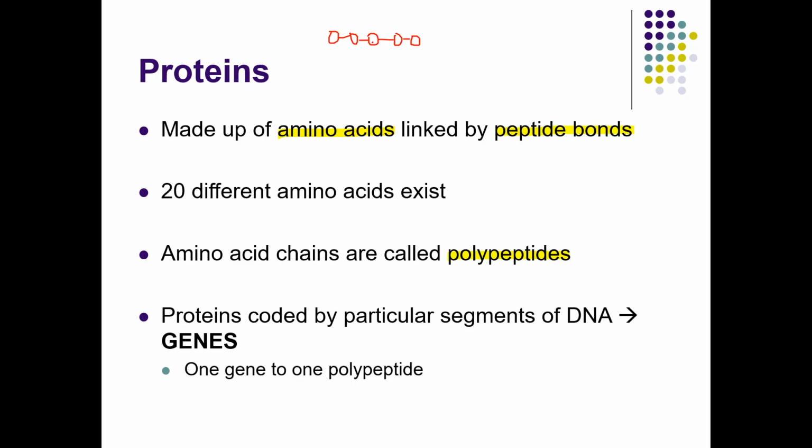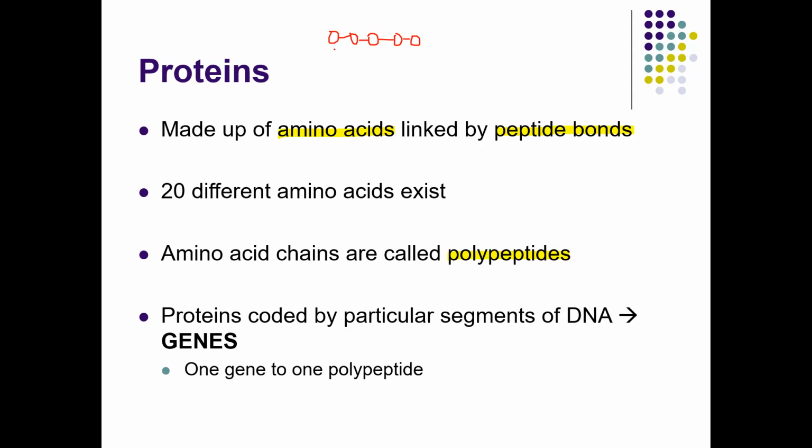So amino acid linked to amino acid linked to amino acid, and these are my peptide bonds in between them. A typical protein is probably going to be about 100 at least amino acids, maybe less, but probably more. Now, this right here is not a functional protein, but when we're talking about protein synthesis, this right here is what we are making, the basic polypeptide.